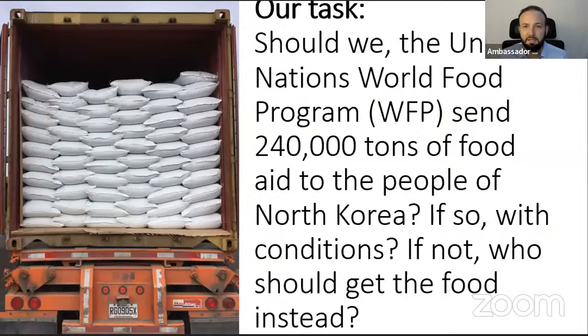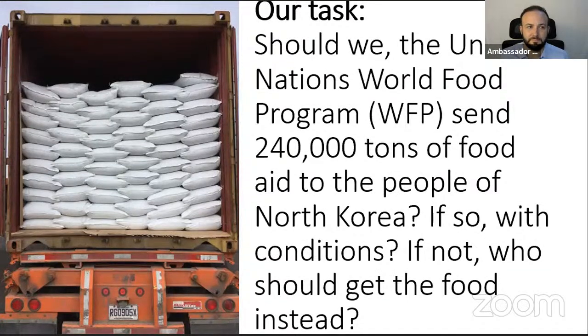Ariana, can you read the task? Just unmute. Should we, the United Nations World Food Programme, send 240,000 tons of food aid to the people of North Korea? If so, which conditions? If not, who should get the food instead? Excellent. So this is the question we have, and we see how quickly we got through this entire slideshow. It's built to give the information pretty quickly to begin discussion.